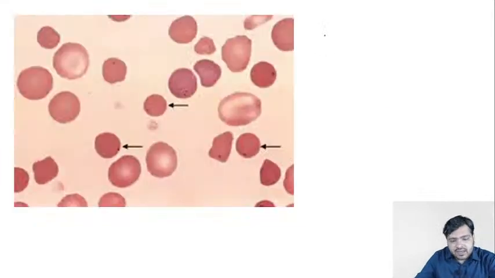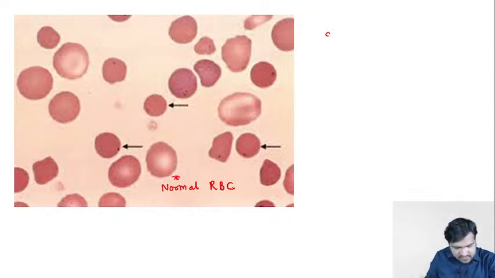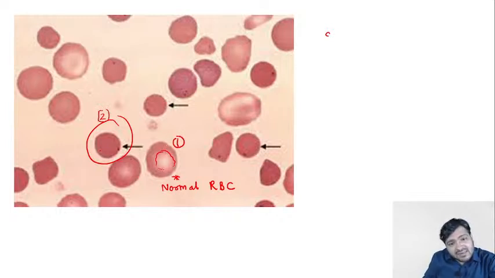Coming on to the next, guys, you can very well appreciate that this is a normal RBC. In a normal RBC, you can very well appreciate that there is always a central pallor. The middle area always appears lighter. Whenever we compare it with another RBC, you can see over here there are two RBCs, RBC number 1, RBC number 2. In RBC 1, you can see a central pallor, that's why it's a normal RBC.